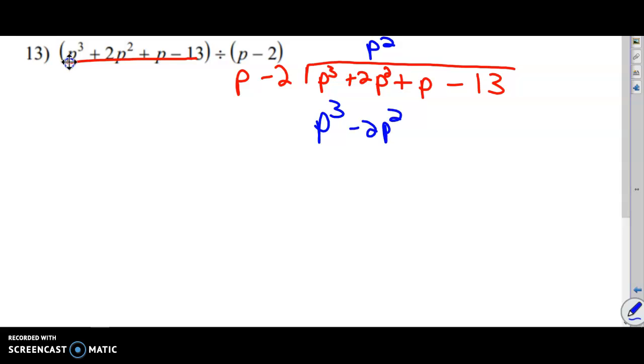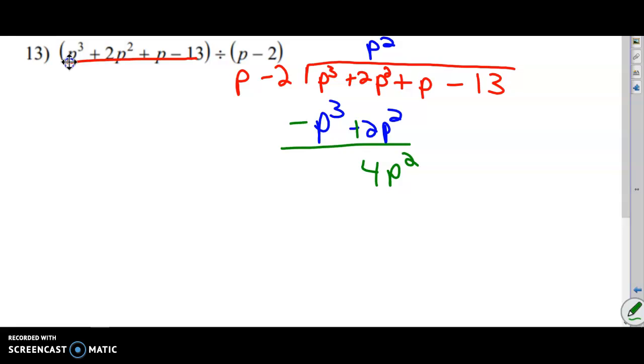Now, what we're going to do is subtract these. So we're going to flip our signs. We're going to make that a negative and this a positive, okay? Once we do that, it's because we subtracted, so we distributed the minus into both terms down there. P cubed minus p cubed is 0. 2p squared plus 2p squared is 4p squared.